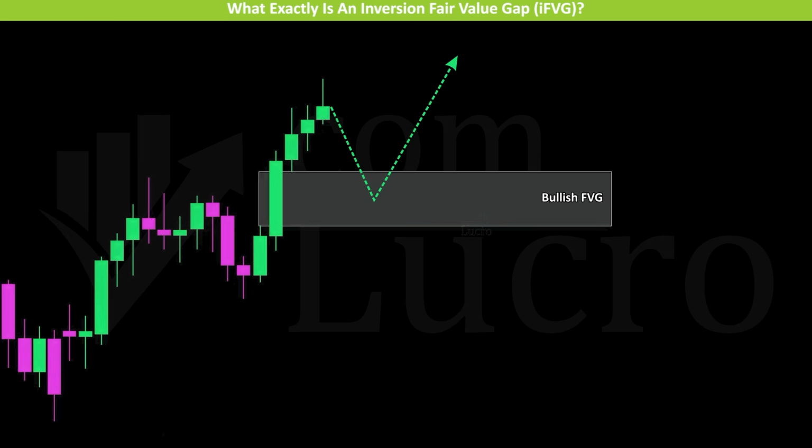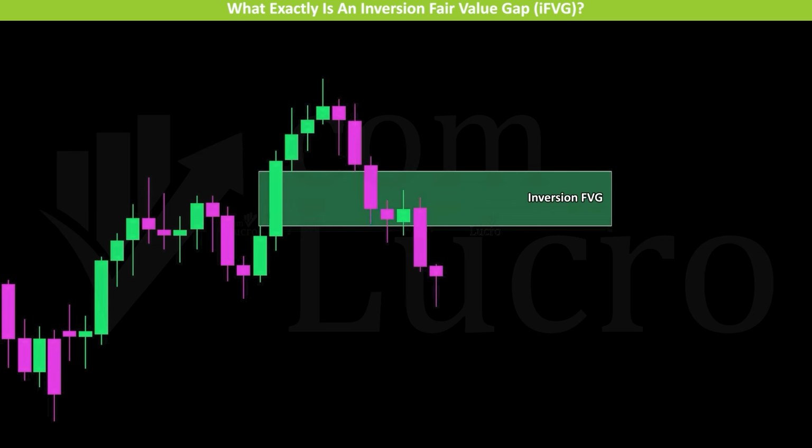As price retraces back into that area, the expectation is a continuation to the upside. However, if the following candles close decisively below the gap, fully violating it, the market has disrespected that level, and this failure forms the inversion.